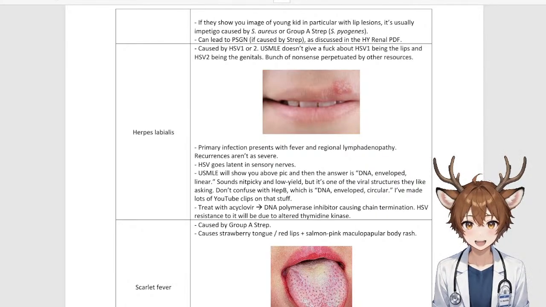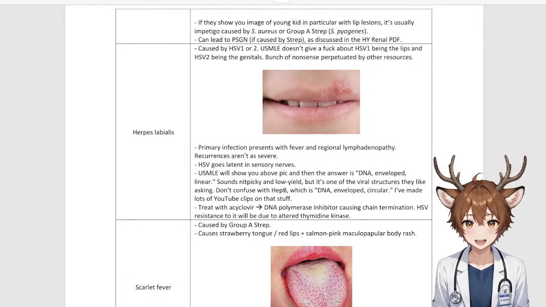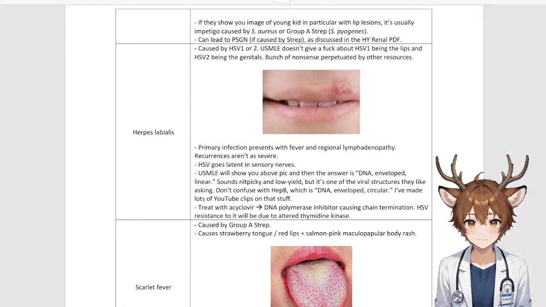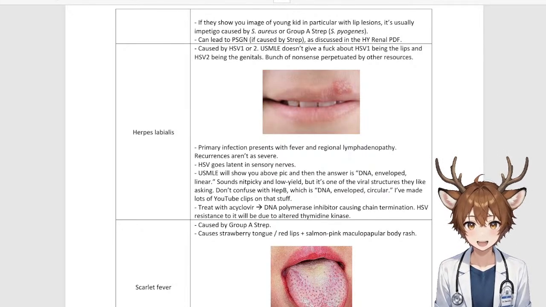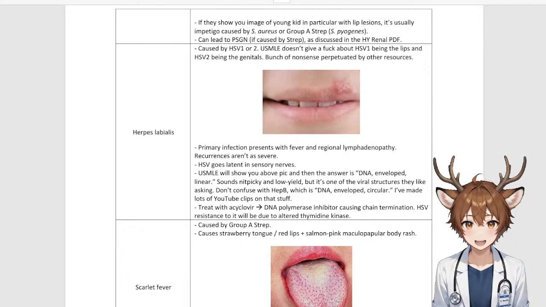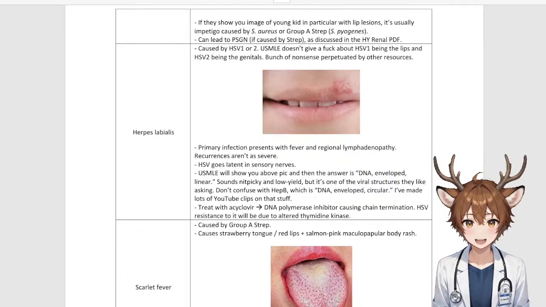I've made lots of YouTube clips on that stuff. Because again, for herpes, remember, it's DNA enveloped linear, okay? Treat with acyclovir, DNA polymerase inhibitor causing chain termination. HSV resistance to it will be due to altered thymidine kinase.